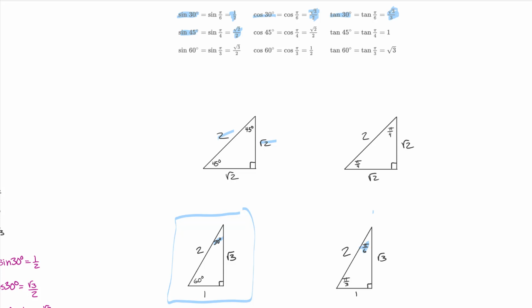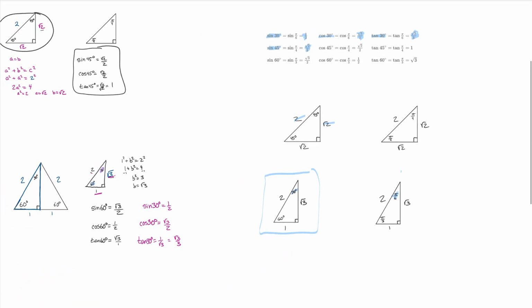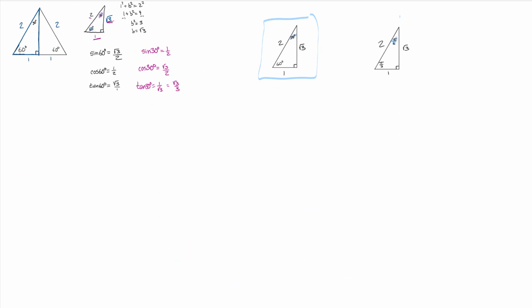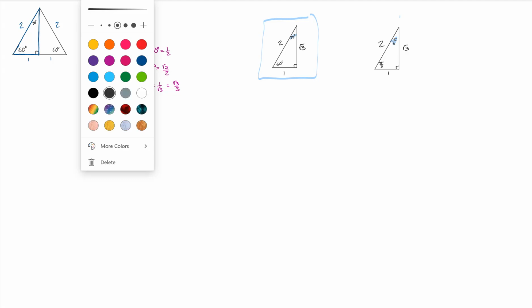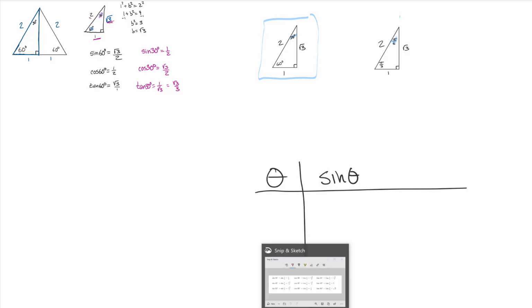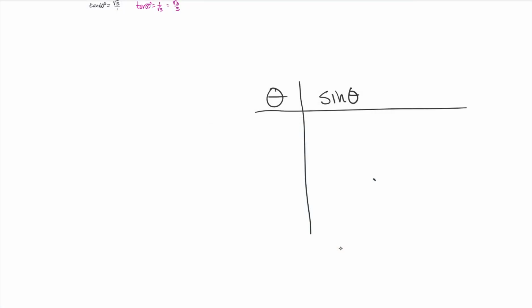Now, I have a table that I typically like to write in, so I'm going to show you. Take it or leave it. All right, so this is a little table that I make. And I'm going to put in just a couple of angles here: 30 degrees, 45 degrees, and 60 degrees.